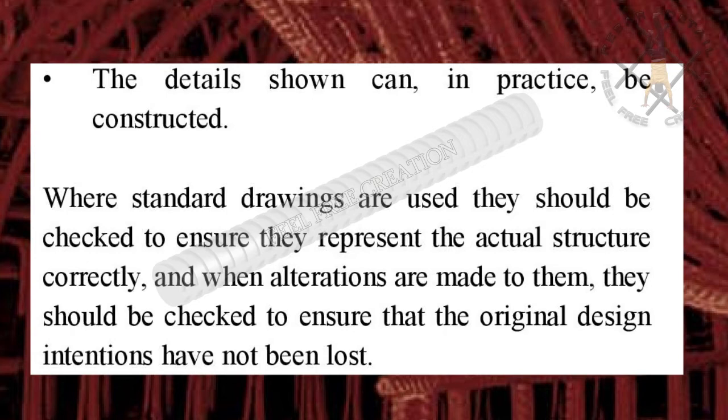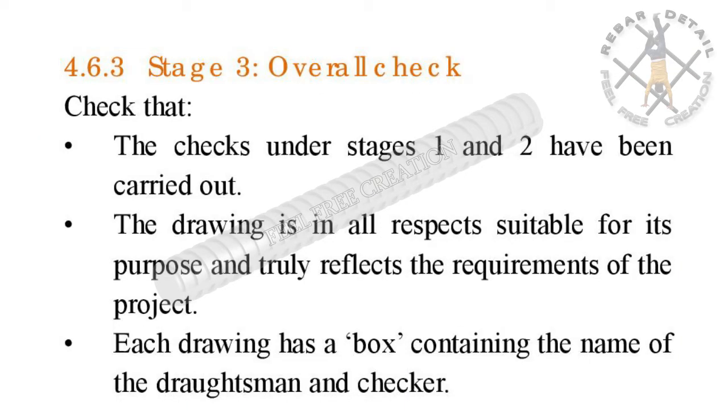Where standard drawings are used, they should be checked to ensure they represent the actual structure correctly, and when alterations are made to them, they should be checked to ensure that the original design intentions have not been lost. Stage 3, Overall check. The checks under stages 1 and 2 have been carried out. The drawing is in all respects suitable for its purpose and truly reflects the requirements of the project.